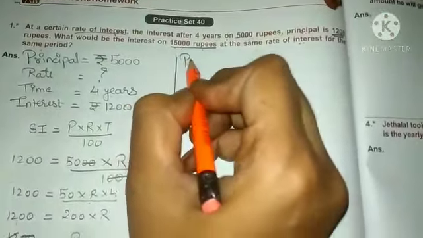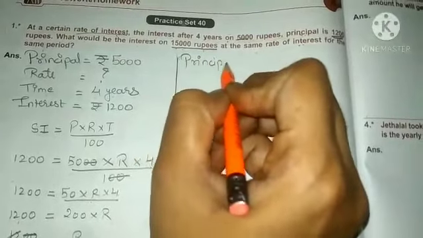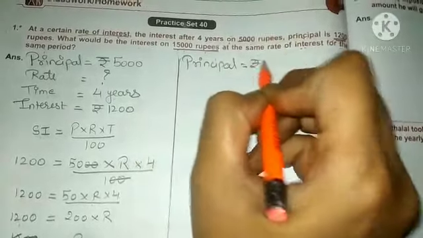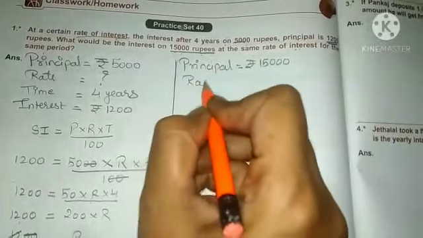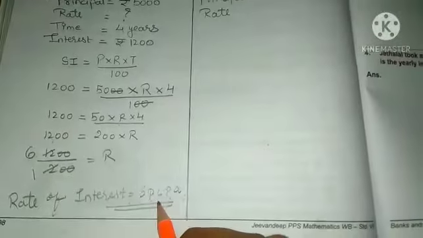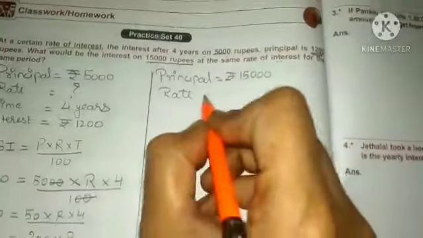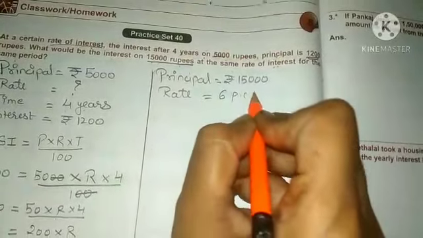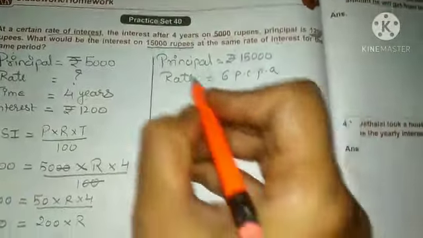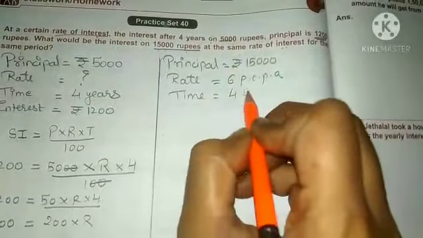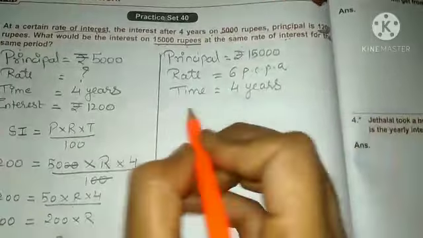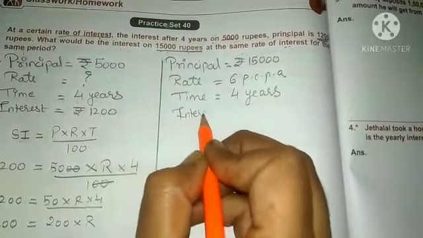So let's find out. Again we will write down first the principal. Principal is given, rupees 15,000. Clear? Now what is the rate? We had found out the rate, that is 6% per annum. So here we will take the rate 6% per annum. Clear? Now time, we have to take the same time, that is 4 years. And interest we have to find out.